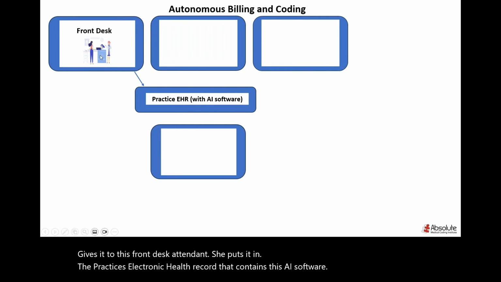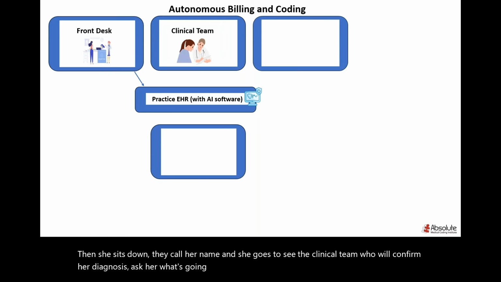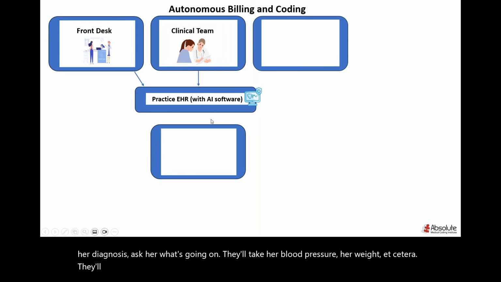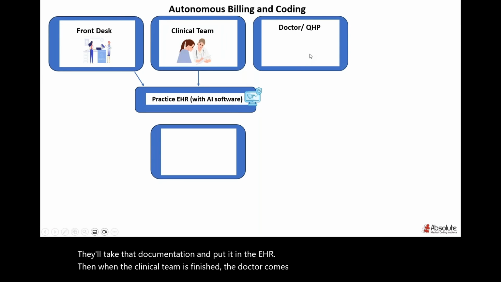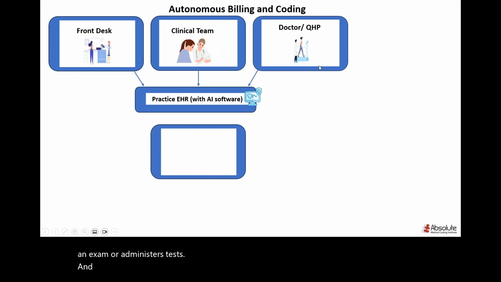Then she sits down, they call her name, and she goes to see the clinical team who will confirm her diagnoses, ask her what's going on. They'll take her blood pressure, her weight, etc. They'll take that documentation and put it in the EHR. Then, when the clinical team is finished, the doctor comes in, and the doctor either carries out an exam or administers tests. And when they're finished, they'll put their documentation in the EHR.